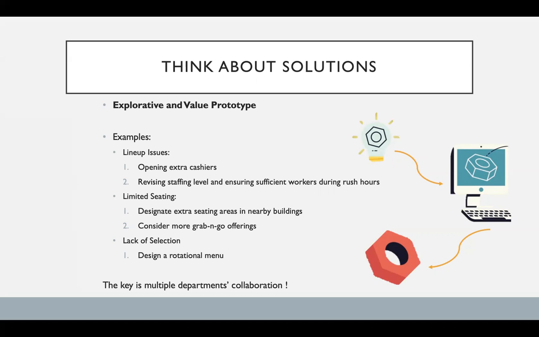For the lineup issues, we can open extra cashiers or revise the staff standard to see if there's an understaffing issue during the rush hour. For limited seating, we can find a designated extra seating area in a nearby building or consider more grab-and-go options. For the lack of food selection, maybe we will design a rotational menu. However, at this point, those are just proposals. Whether or not they can be applied, we need to evaluate them during the last stage.